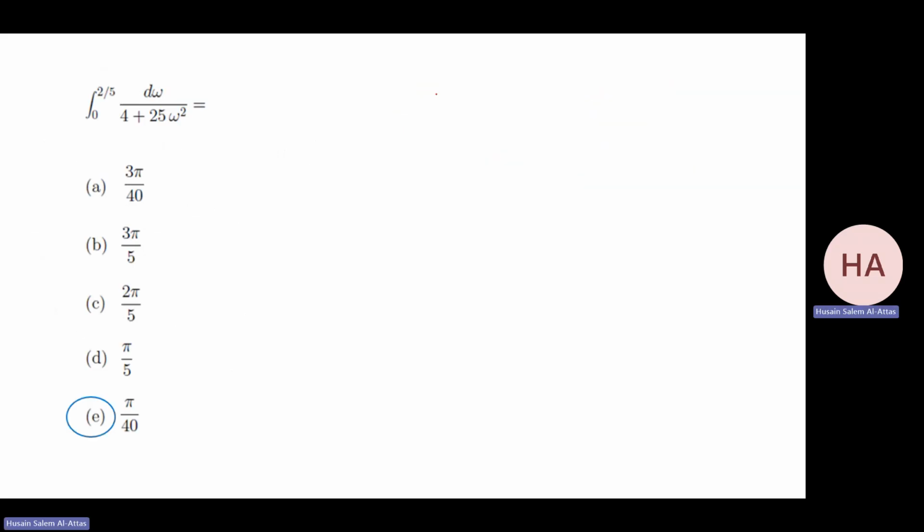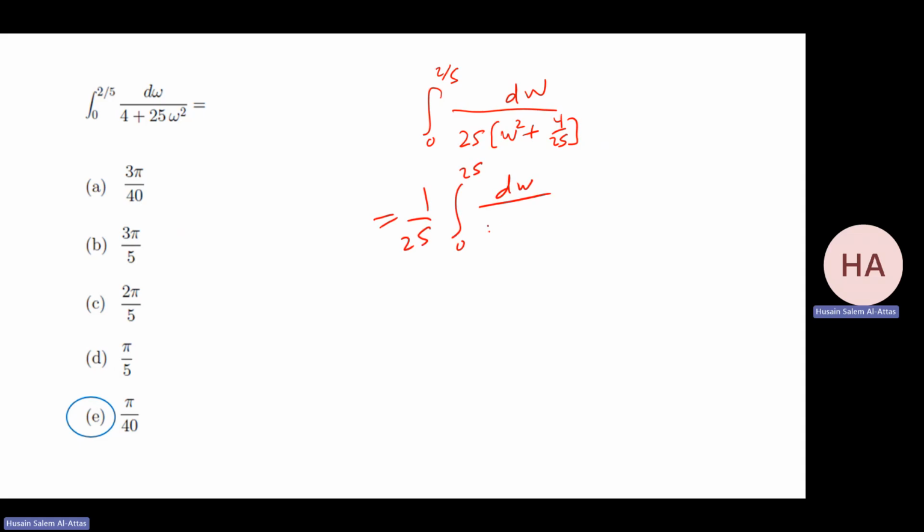This one I can take 25 common factor in the denominator. I have w squared plus 4 over 25 dw. So I take 1 over 25 outside. Let me write this as w squared plus 2 over 5 squared. So that will be what? 1 over a, that will be 5 over 2 times tan inverse 5x over 2. X over a, yeah, from 0 to 25.